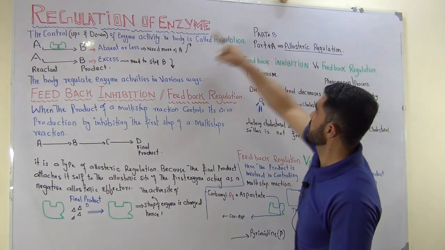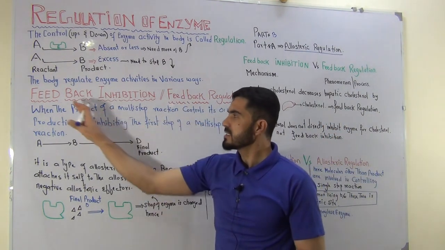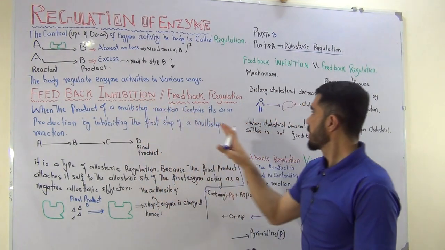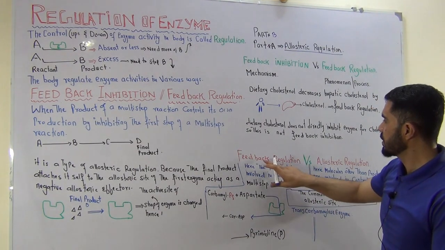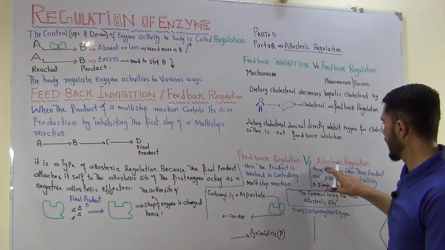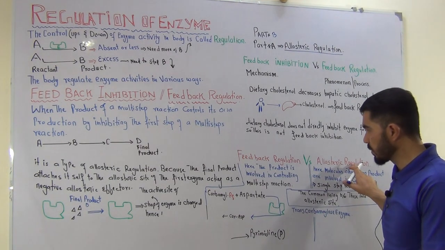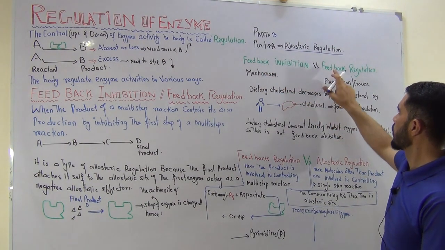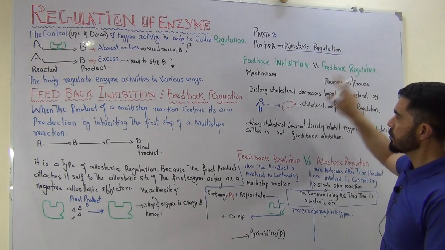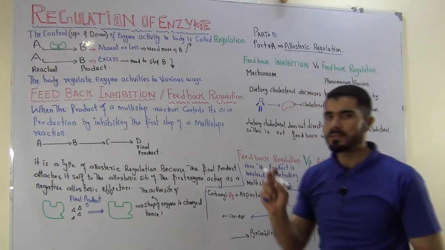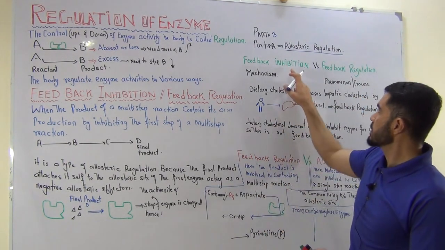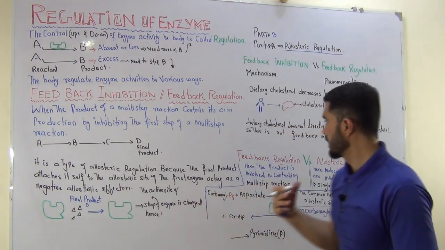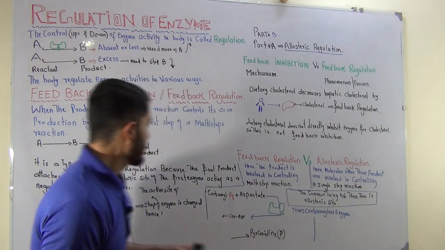So here, this is our part B. Besides feedback inhibition, we will also study the comparison between feedback regulation and allosteric regulation. This will also be included in today's lecture, feedback inhibition versus feedback regulation. Usually these two are similar, but there are slight differences. We will also discuss this difference in today's lecture. So today we are going to have an interesting lecture. Okay, let's start.